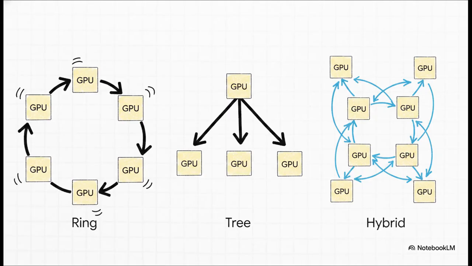NCCL manages all this using some very specific routing algorithms. You've got Ring, which is fantastic for optimal bandwidth utilization when you're dealing with very large messages. Then there's Tree, which gives you incredibly low latency for smaller messages because it completes in logarithmic steps. And finally, there's PAT, or Parallel Aggregated Tree. This is a really brilliant hybrid approach. By splitting large messages into chunks and interleaving reduce scatter and all gather phases across different CUDA streams, PAT actually gives you the best of both worlds, near ring throughput combined with tree-like latencies.